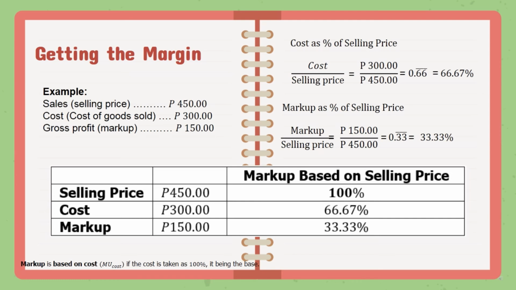In order for us to solve markup as a percent or part of your selling price, we have markup divided by selling price. You will have your markup as 150 divided by 450, which is your selling price. 150 divided by 450 is equal to 0.33 repeating. Multiplied by 100, you will have 33.33%. Ganun kalaki si markup as part of your selling price. If you add both cost and the markup, that gives you 100% because selling price is your base and your base must always be 100%.